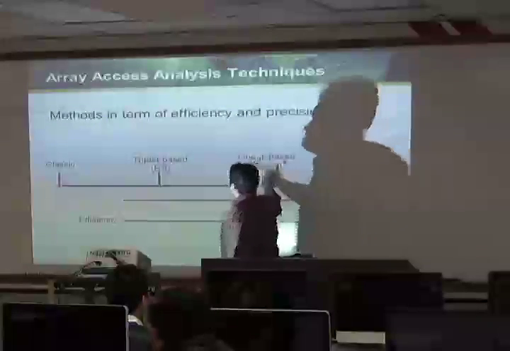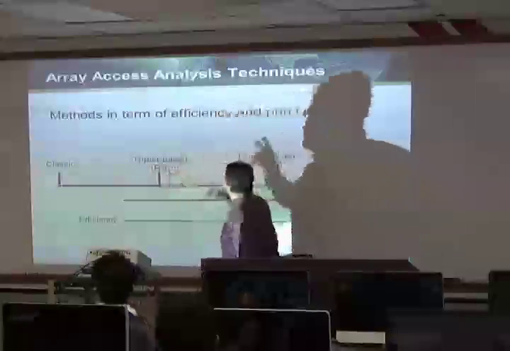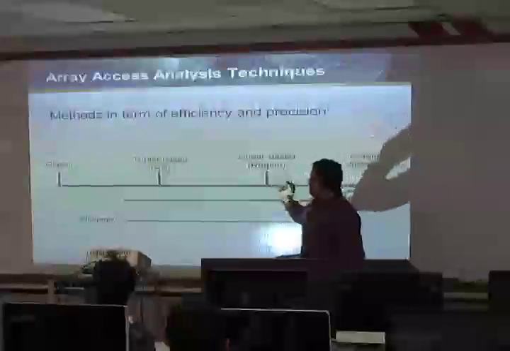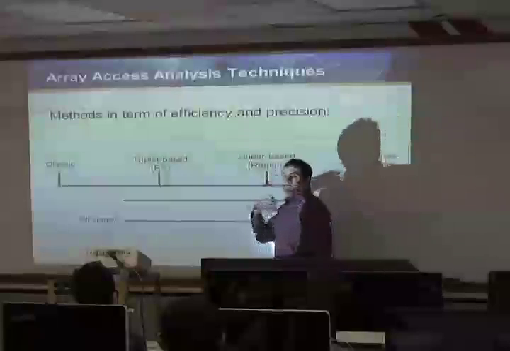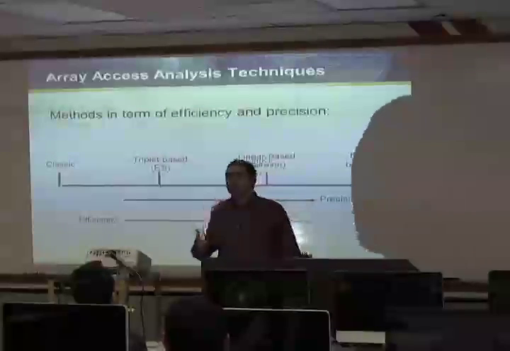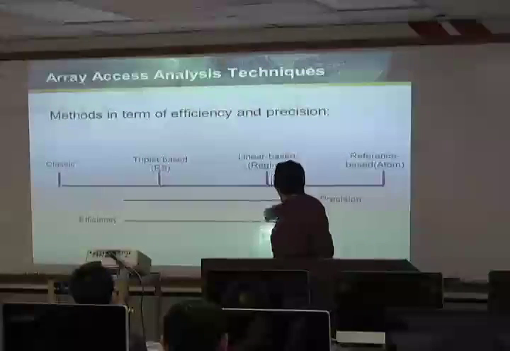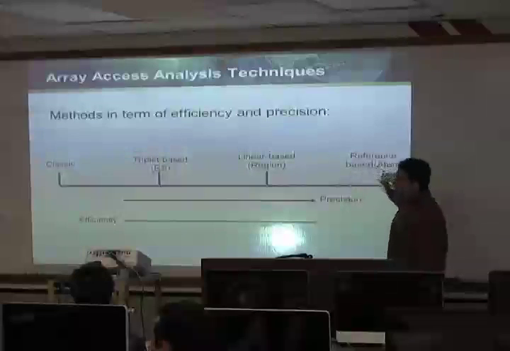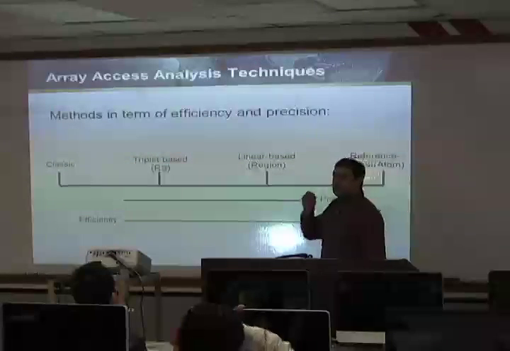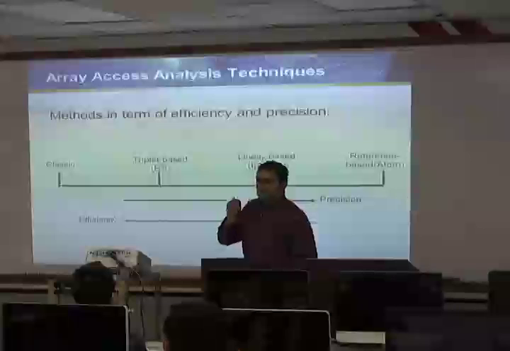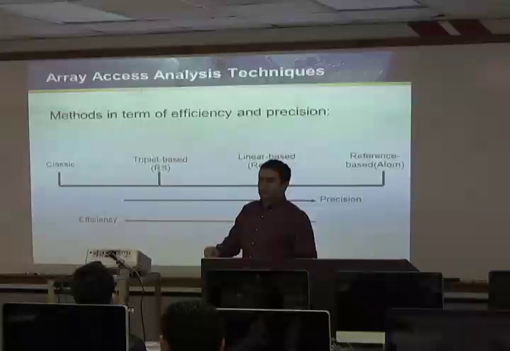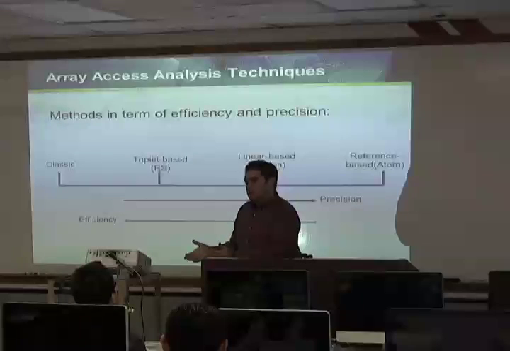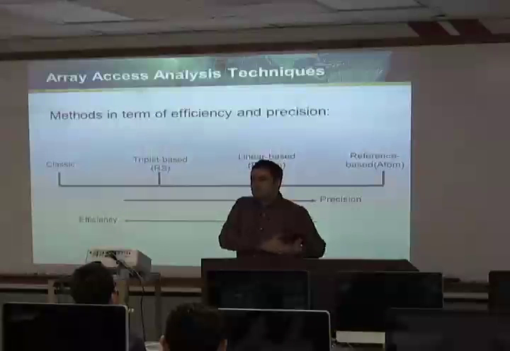In contrast with these two methods, the triplet and the linear base, they support summarization, but as I mentioned, the linear base is more accurate because it can handle some complex arithmetic operations. The last one is the reference-based. It maintains information about all the references to each element in this particular array. So it's the most accurate, but at the expense of storage.